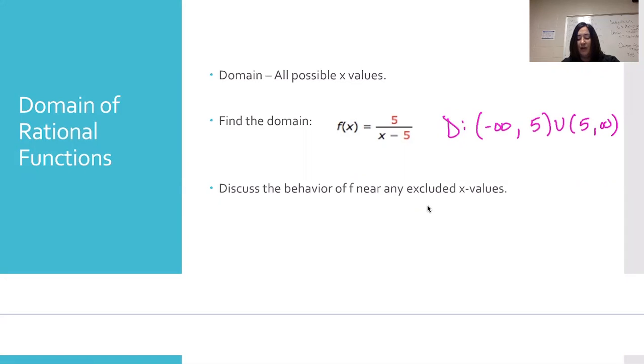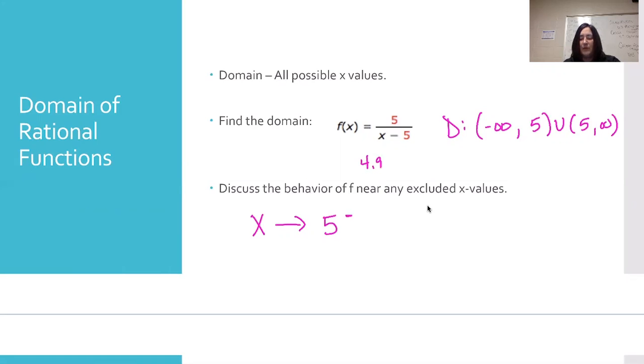Discuss the behavior of f near any excluded values. So we have to think of what happens as x gets closer and closer to 5. So we would say this as x goes to 5, and then we'll put a little negative sign. So what that means is x gets closer to 5 from the negative side when it's below 5.